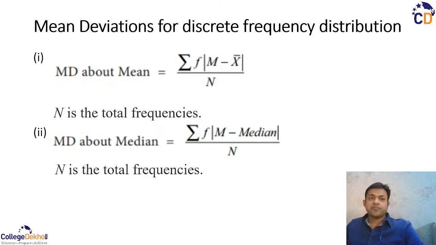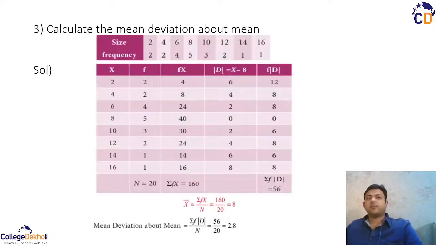Further, we need to know what is the mean deviation for discrete frequency distributions. So the mean deviation about the mean has the following formula as on the screen. It is the summation of frequency times modulus of observations minus mean, entire thing divided by the sum total of the frequencies. So let us take an example.